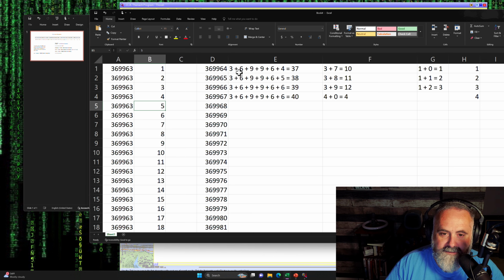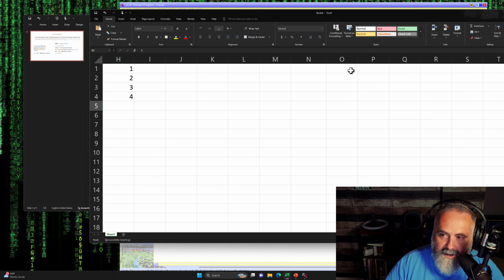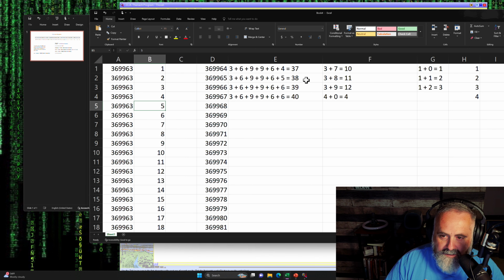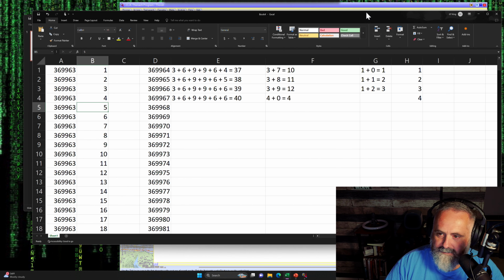So if we take 3 plus 6 plus 9 plus 9 plus 6 plus 4, we get, interestingly, 37, the value of Jesus in Hebrew ordinal gematria. And then if we take 3 and 7 and reduce it down, we get 10. And then if we take 10 and reduce it down, we get 1, the number that we just plugged into it. Okay? And I've done a couple here just to show that it's following this sequence.